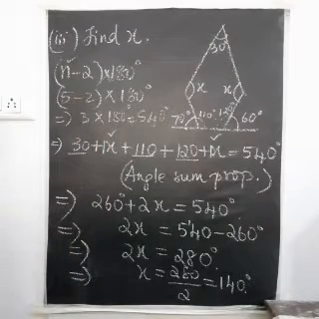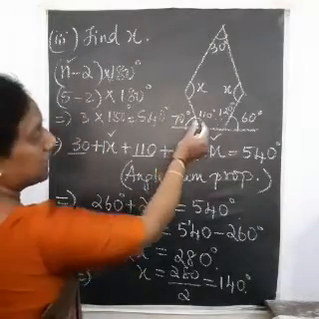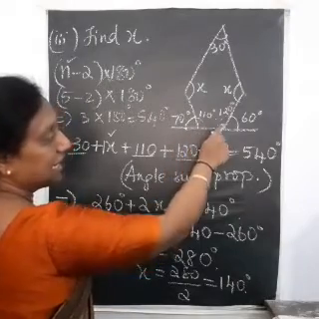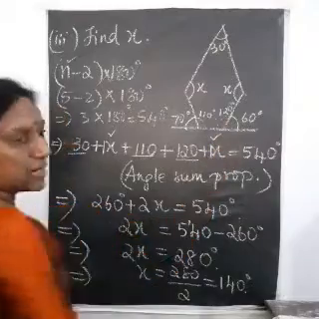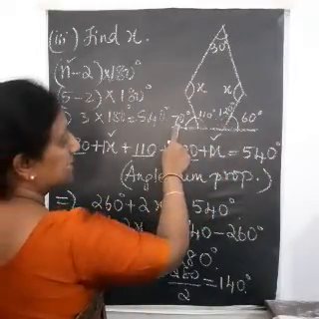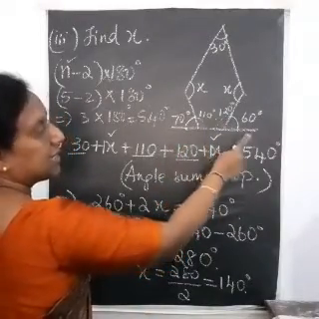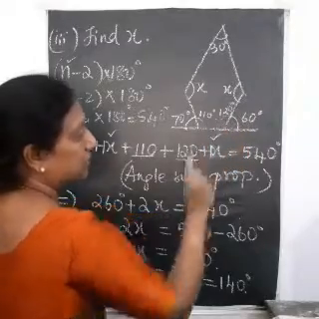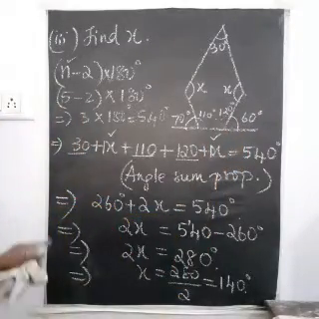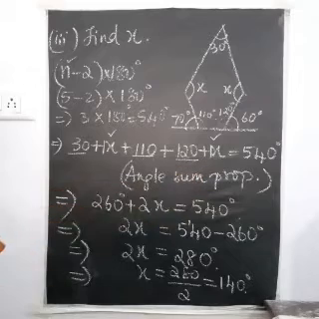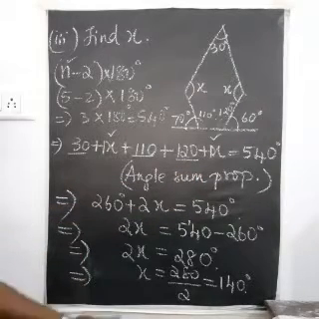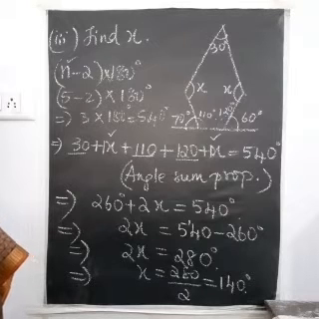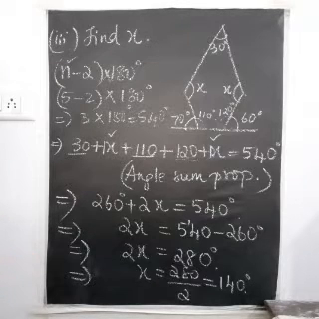Once I have got the angle sum property, I use linear pairs to find the interior angles. These two angles will add up to 180 and these two will add up to 180. So 180 minus 70 will give me this 110 and 180 minus 60 will give me 120. So when you add all this, you will get 540. Transposing, I have got the value of x to be 140 degrees. I hope you have understood, children.